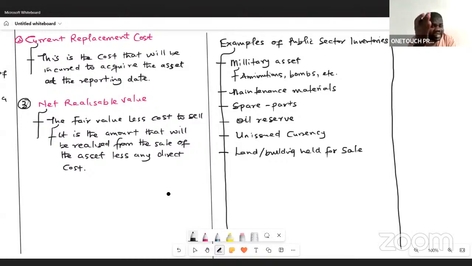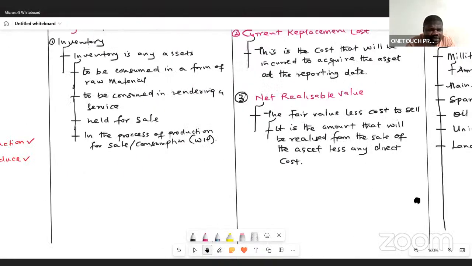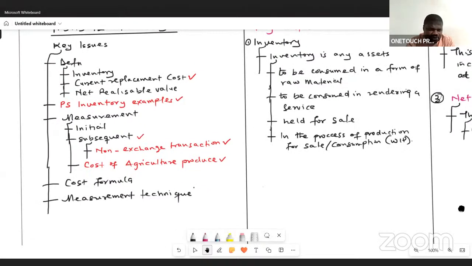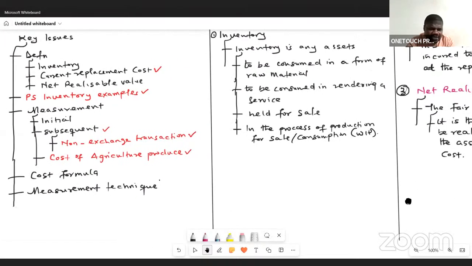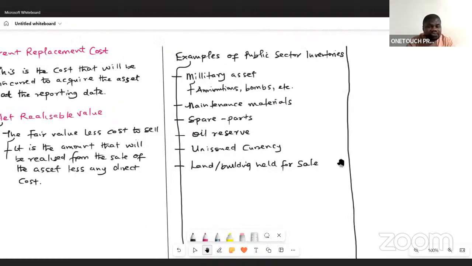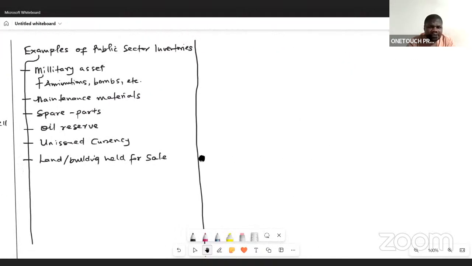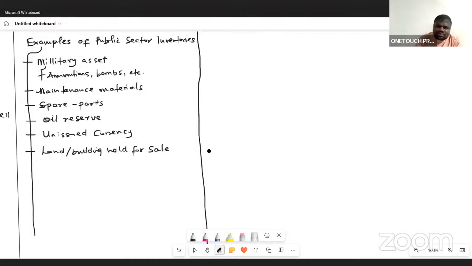So for example, such lands will be regarded as inventory, because the purpose of holding the land is to sell it. So that will fall under public sector, land held for sale. Okay. Let's move to our outline and see the next thing. The next thing is measurement, the initial and subsequent. We are almost there. It's not difficult at all.